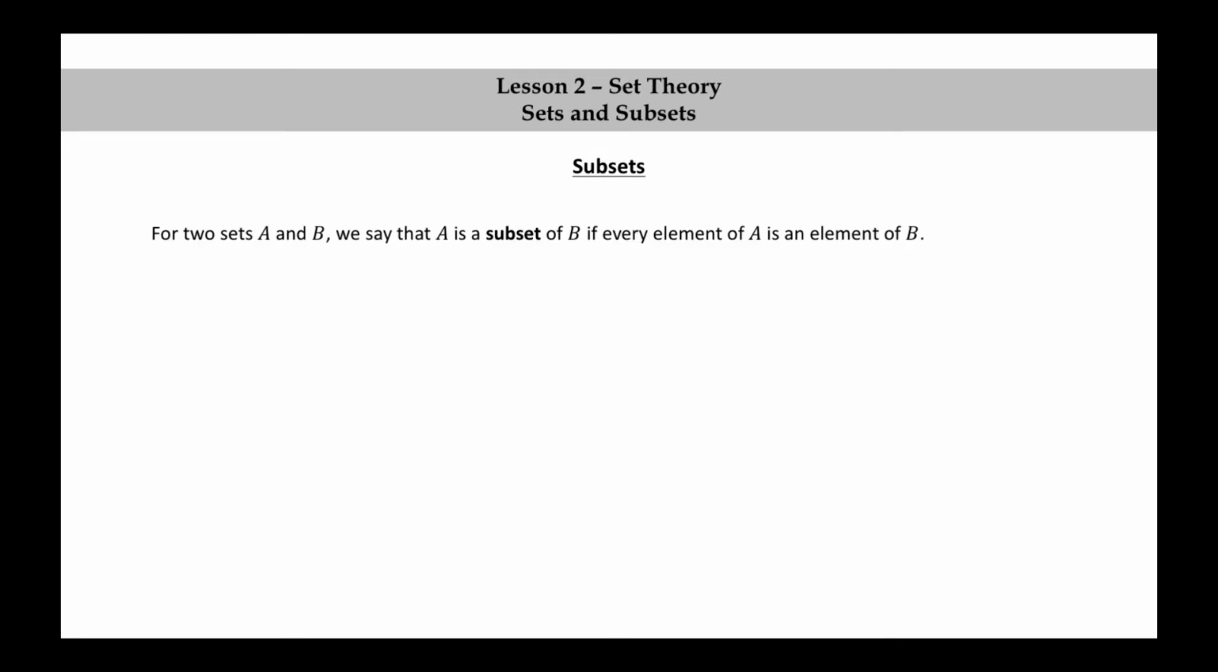Subsets. For two sets A and B, we say that A is a subset of B if every element of A is an element of B. We use this symbol that looks like a sideways U with a line under it for the subset relation. So this is read A is a subset of B. So A is a subset of B if for every x, x in A implies x in B.